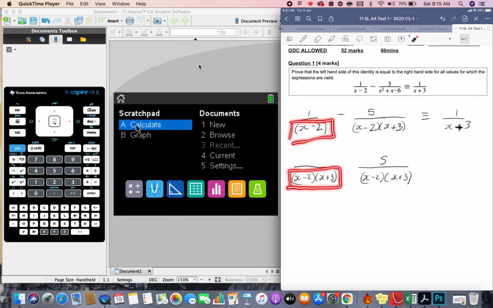You've timesed by x plus 3, so you must do the same to the numerator. Whatever the numerator was, you must times it by x plus 3. And there's a subtraction in the way, and that has to be identical to 1 over x plus 3.